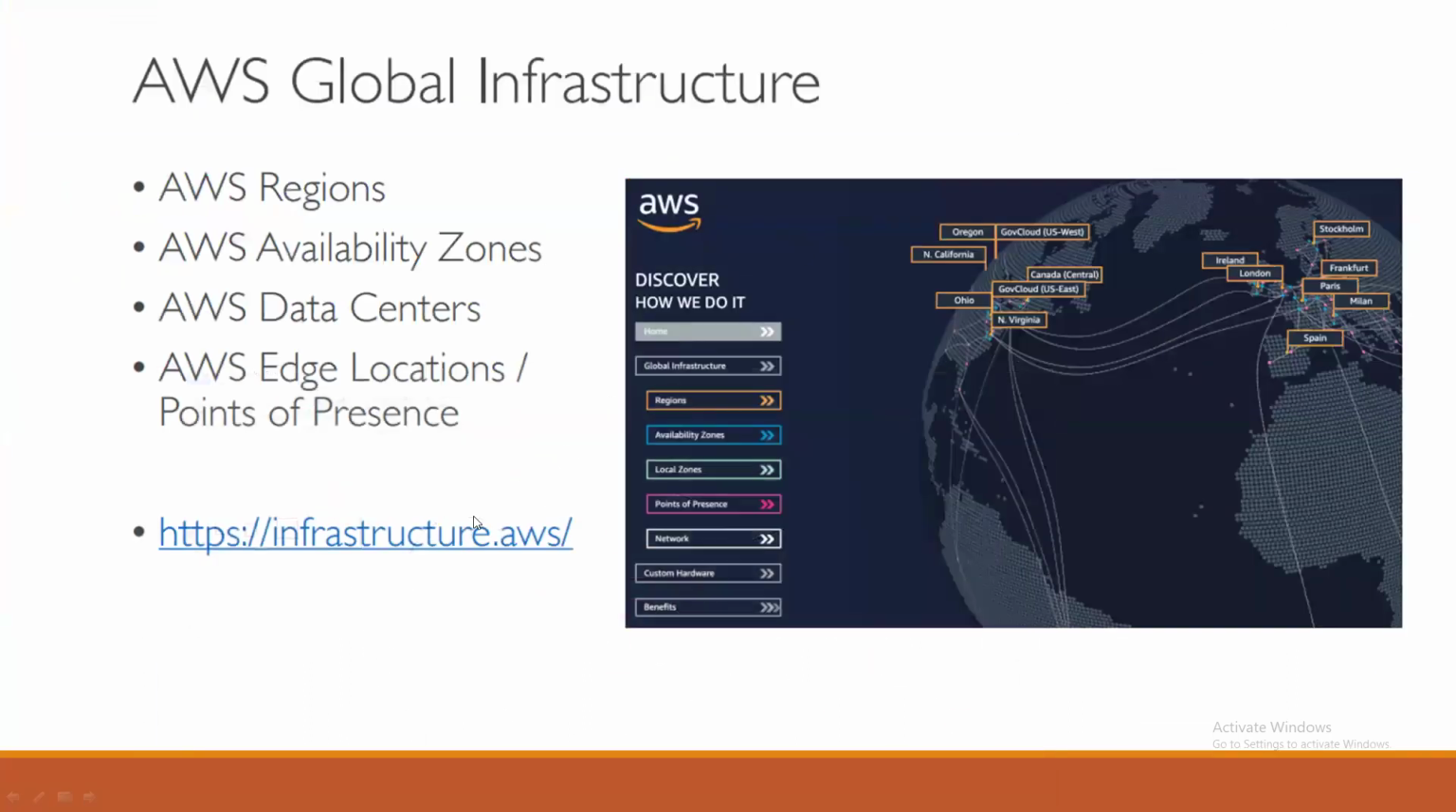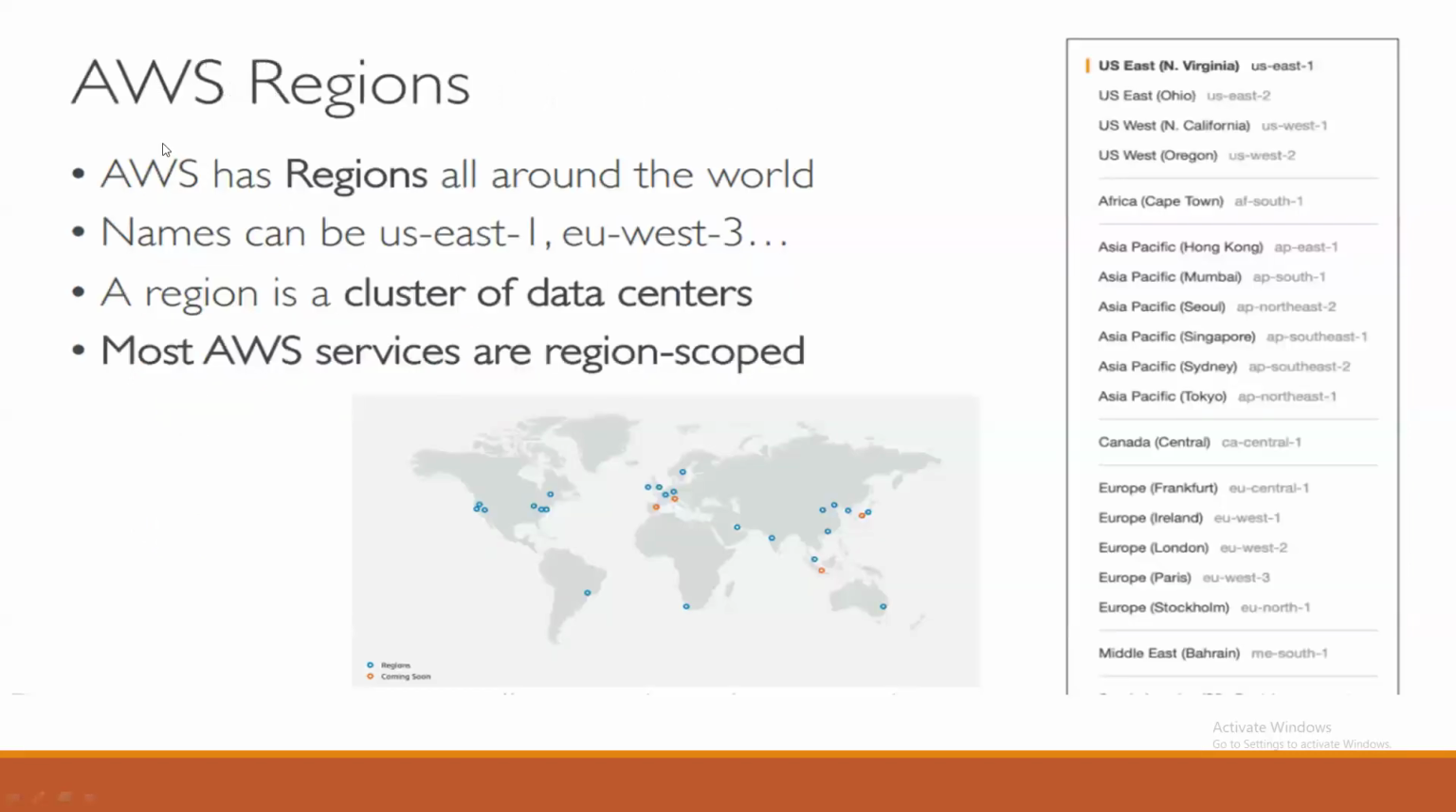It's global. So, AWS global infrastructure: AWS regions, availability zones, AWS data centers, edge locations and points of presence. What are the regions? Ireland, London, Paris, Milan, Spain, Frankfurt, Scotland, Oregon, North California, Ohio, North Virginia, GovCloud Canada, GovCloud US West. These all are the regions. AWS has regions all around the world. The name can be US East 1, US East 3.